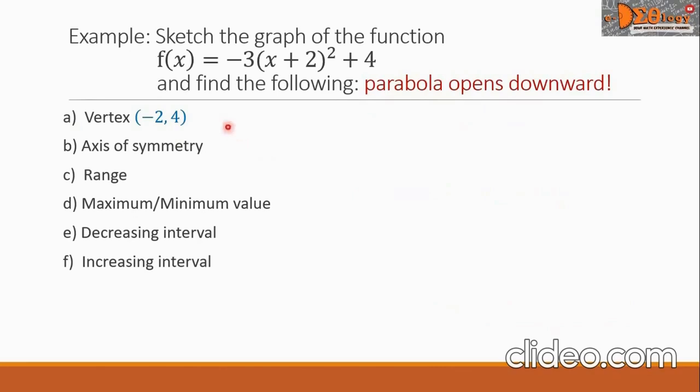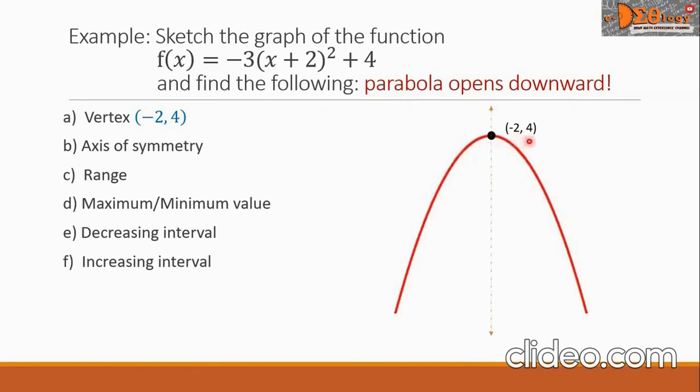Since the vertex is known, and we know that the parabola opens downward, we can now draw the parabola. So we have a parabola here that opens downward, and the vertex is the highest point. That is now the point (-2, 4).